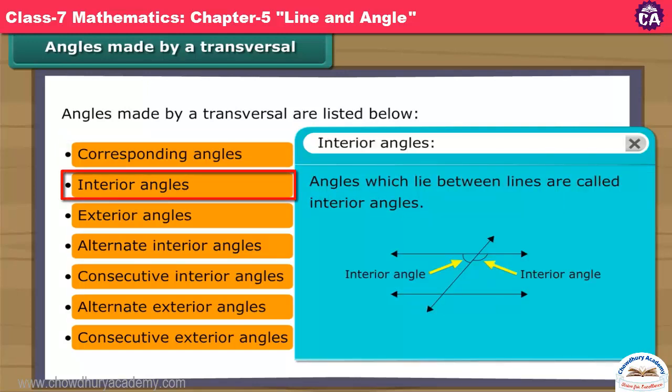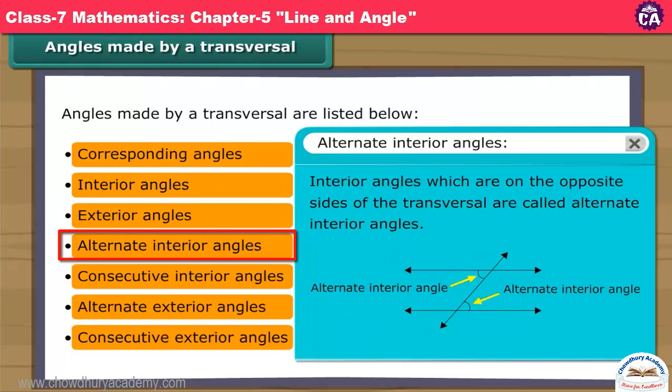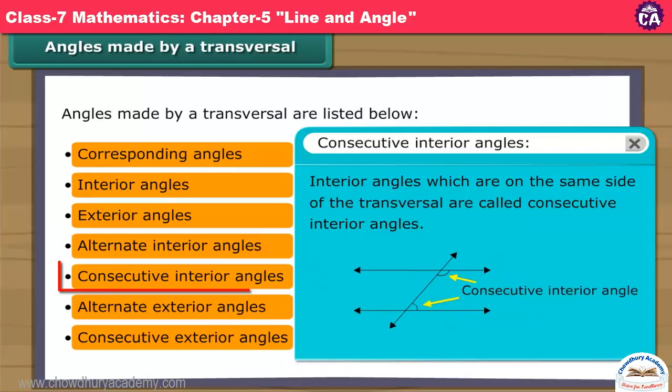Interior angles. Angles which lie between lines are called interior angles. Exterior angles. Angles which lie on opposite sides of lines are called exterior angles. Alternate interior angles. Interior angles which are on the opposite sides of the transversal are called alternate interior angles. Consecutive interior angles. Interior angles which are on the same side of the transversal are called consecutive interior angles.